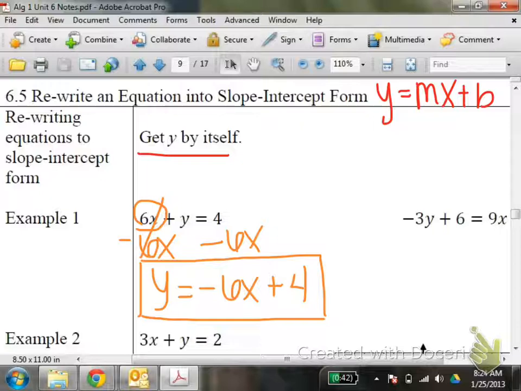I know. Now look at the second one right next to it. Negative 3y plus 6 equals 9x. This time there's a number in front of the y. But what do I have to do first before I get rid of that negative 3? Subtract the 6. So subtract 6 from both sides. So that gives me negative 3y equals 9x minus 6.